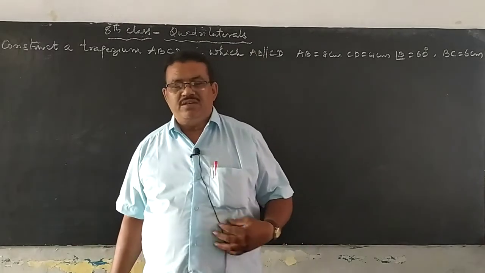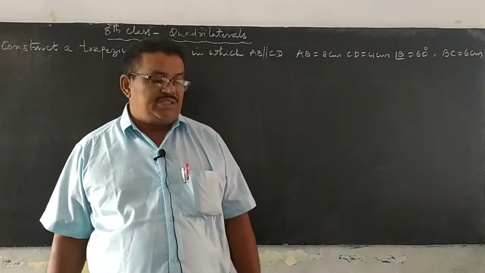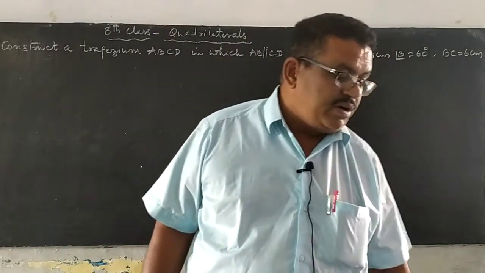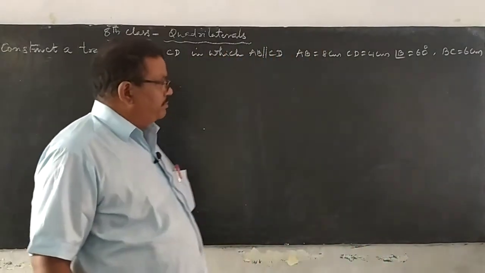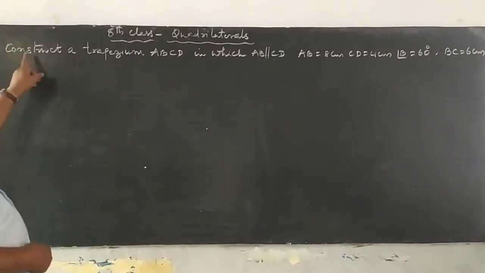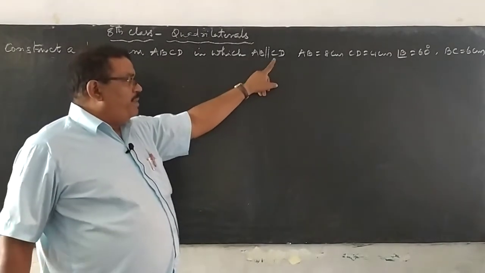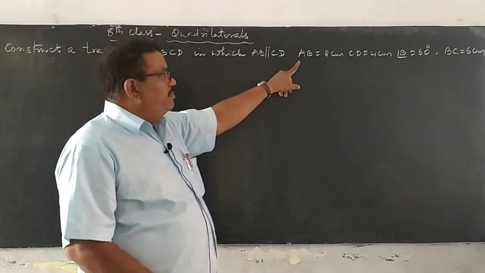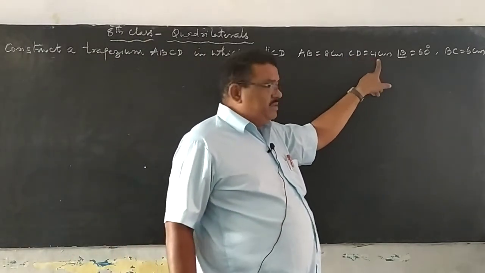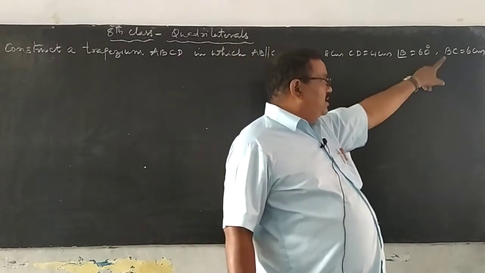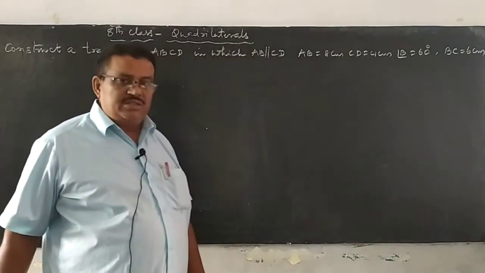Hi students, today we are going to discuss the construction of a trapezium, page number 77, exercise 3.5, C problem. Construct a trapezium ABCD in which AB is parallel to CD, AB is equal to 8 centimeters, CD is 4 centimeters, angle B is 60 degrees, BC is 6 centimeters, children. These are the given measurements.